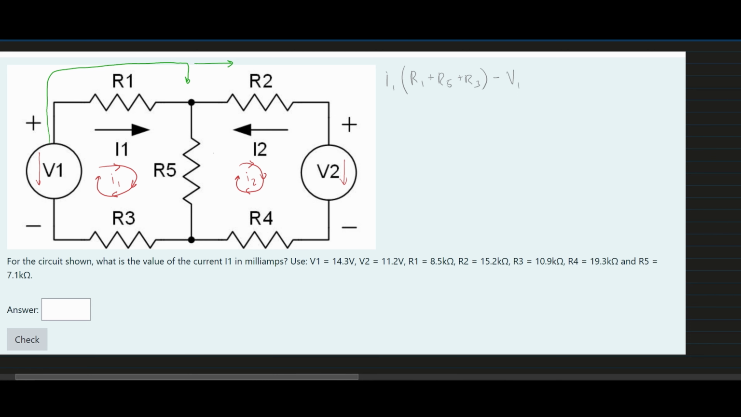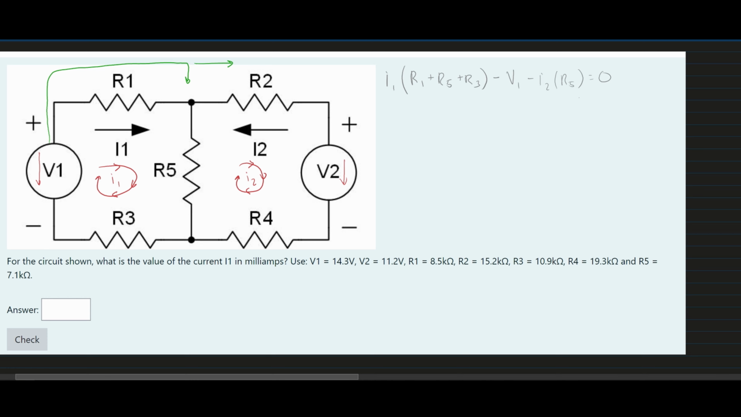We still have one more thing to do. We know that we have I1 going across this resistor, right? It flows throughout this entire part. Well, I2 flows like this. If our I1 is going this way and our I2 is going this way, they're going in opposite directions across this resistor. What that means is that we are going to have to do a subtraction here. So we have minus I2 across the R5 resistor, and this is going to be equal to 0.